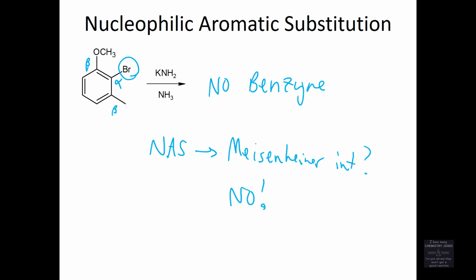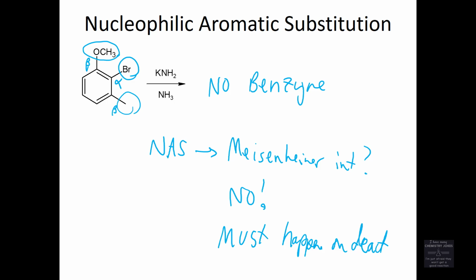No. Why can I not make a Meisenheimer intermediate? Because a Meisenheimer must happen on a deactivated ring. Or, in the slight chance that it's not deactivated, it could possibly happen on a simple aryl halide. But we have not one, but two electron donating groups. And when you have EDGs, Meisenheimer is not possible.